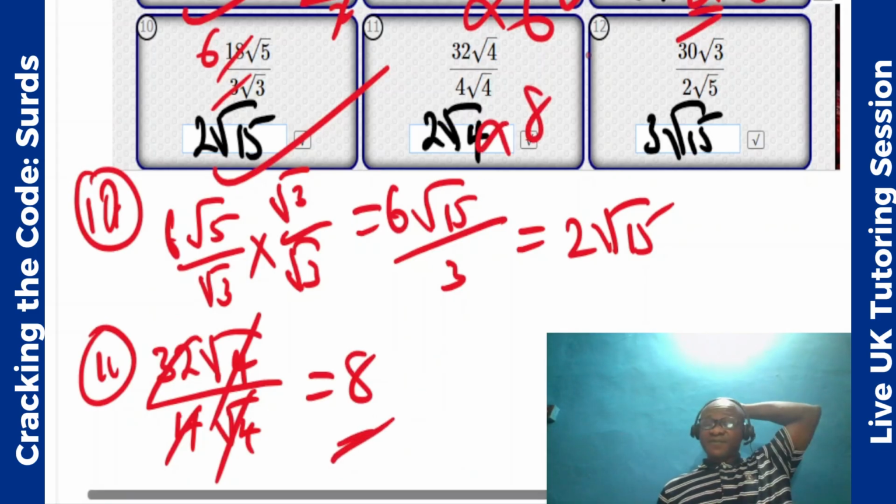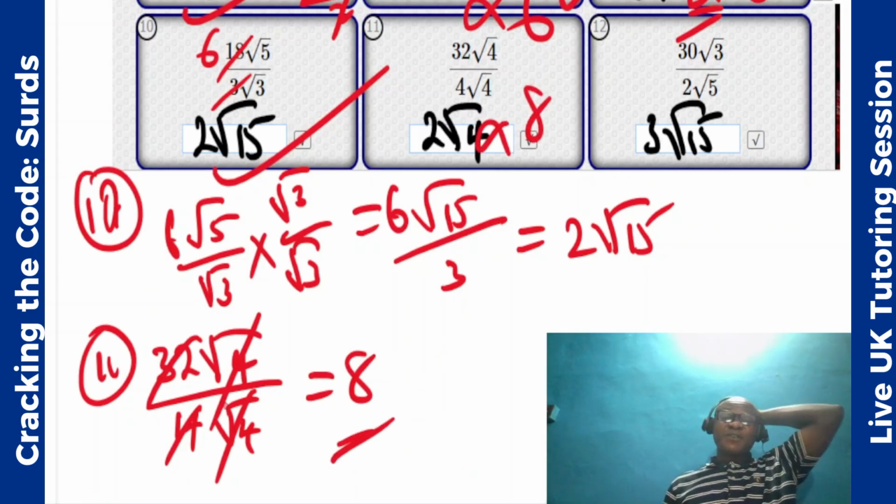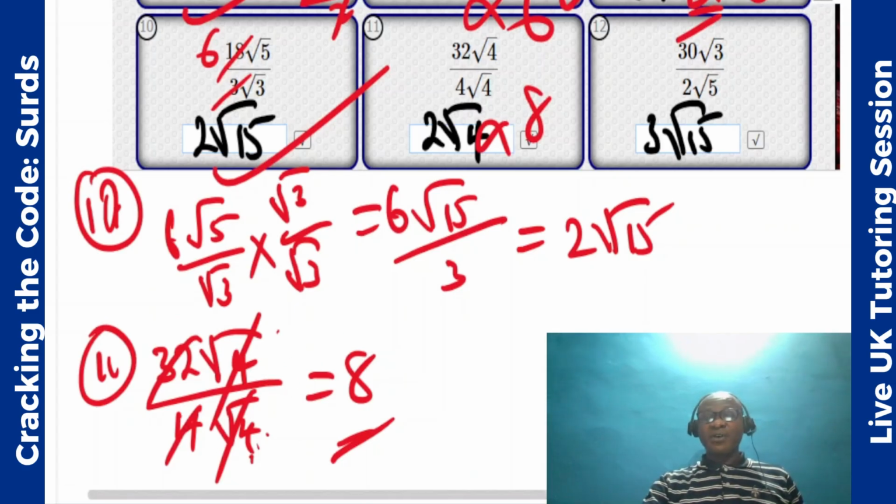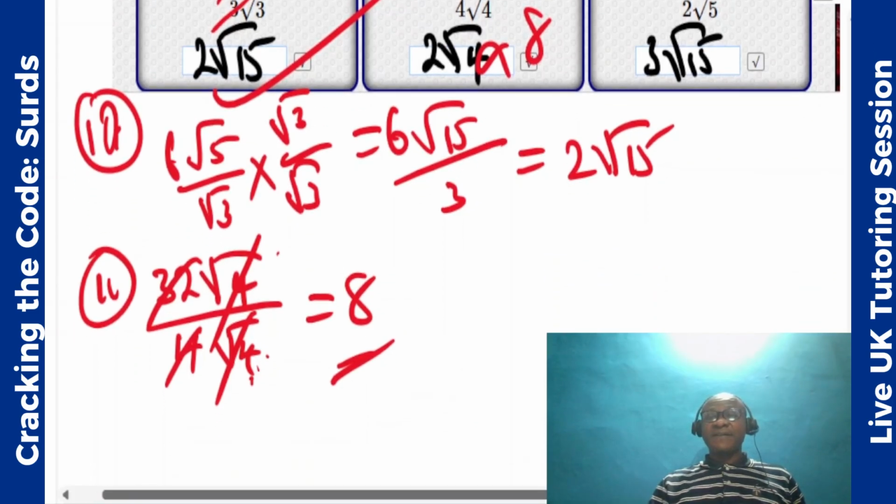Is it okay? Or even if you find square root of 4 as 2, and you come to the denominator and find it as 2, the two of them will still cancel out. So at the end of the day, the only thing you have left is 32 divided by 4, which is 8. So we move to number 12.